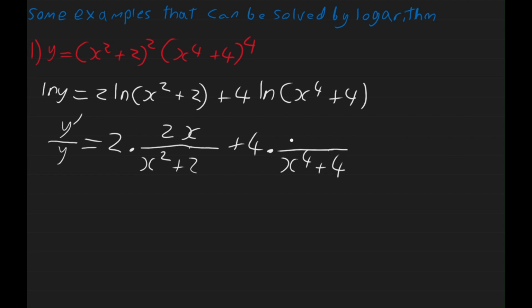What is the derivative of this? It's 4x power 3 plus 4. No, plus 0. This is 0. The derivative of 4 is 0. And you can multiply both sides by y and say y dash is equal to all of this in a bracket multiplied by y. And you can remove y and put all of this.